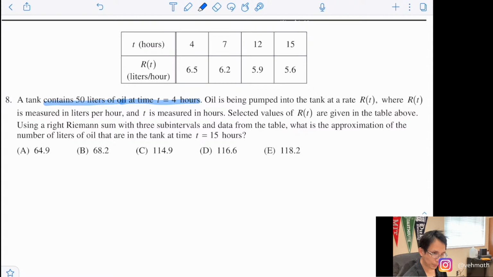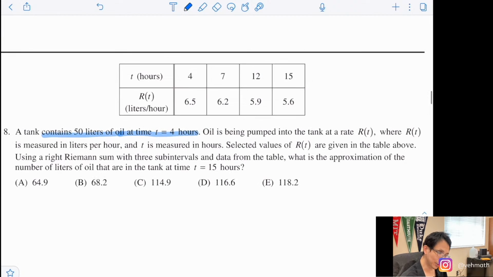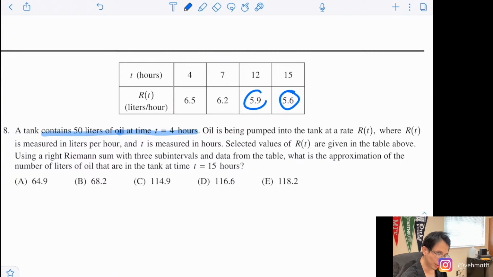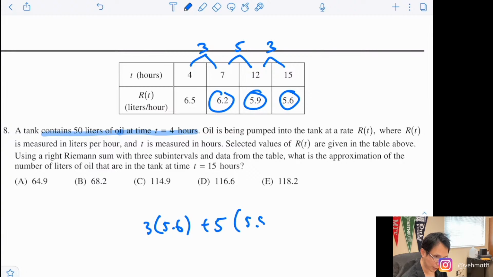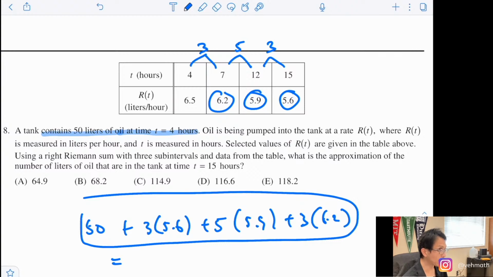Oil's been pumping at a rate of R of t, measured with a right Riemann sum. Right Riemann sum basically means you start from the right. So you are using those 3 values, and each value is going to be multiplied by the width. The widths are 3, 5, and 3. So it'll be 3 times 5.6 plus 5 times 5.9 plus 3 times 6.2, and plus 50. And I don't know what the answer is. I didn't do the initial condition.